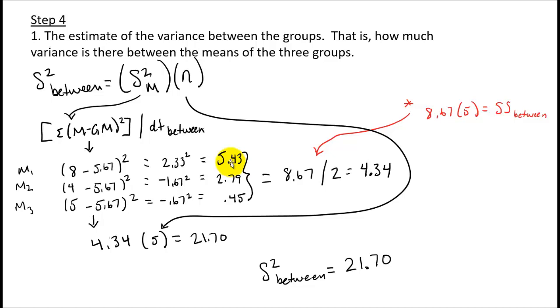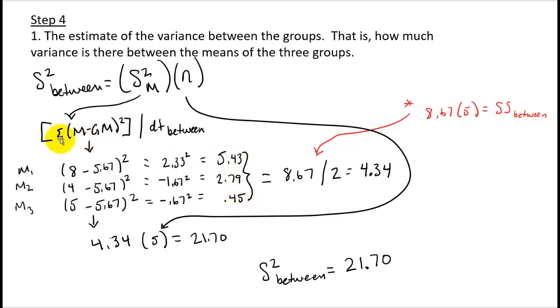No, that's not our variance. That is just the square deviation score. So 5.43 is a square deviation score for group 1. 2.79 is a square deviation score for group 2. 0.45 was the square deviation score for group 3. Now, the next step is to add those together.